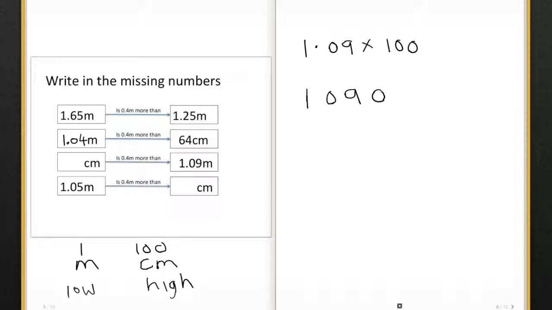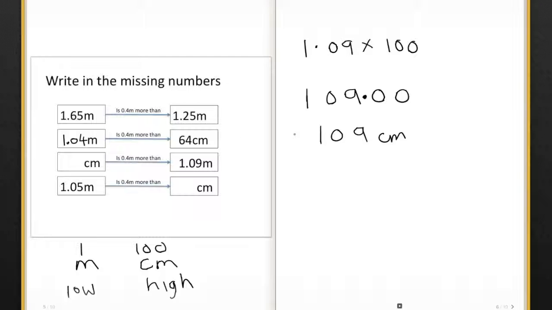I can put some zeros to the right just in case I need them. We're moving 2 places. It started here, 1, 2. I didn't need my zeros. So it's 109 centimetres. Now we need to add 0.4 metres.